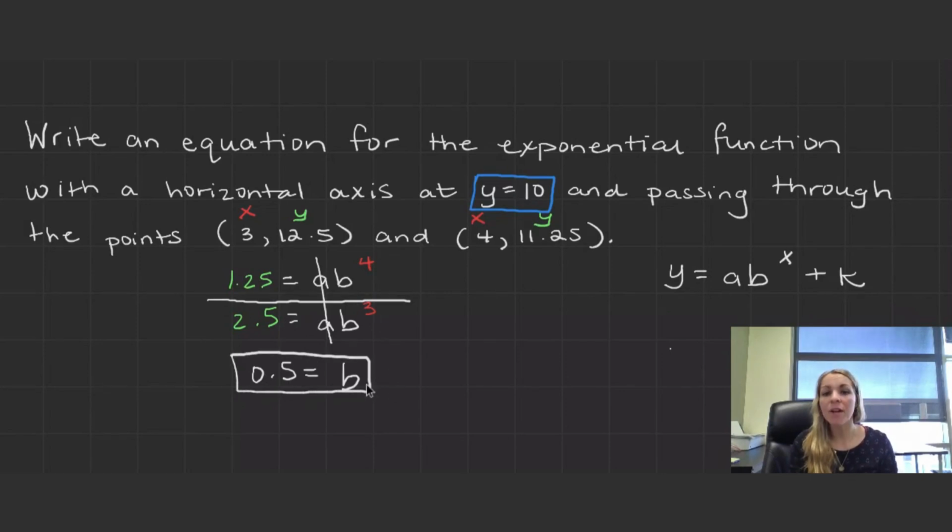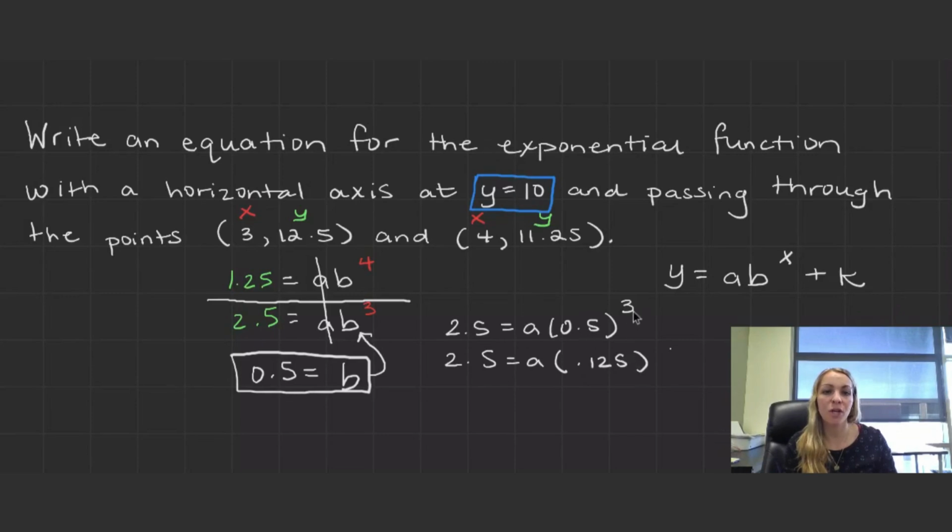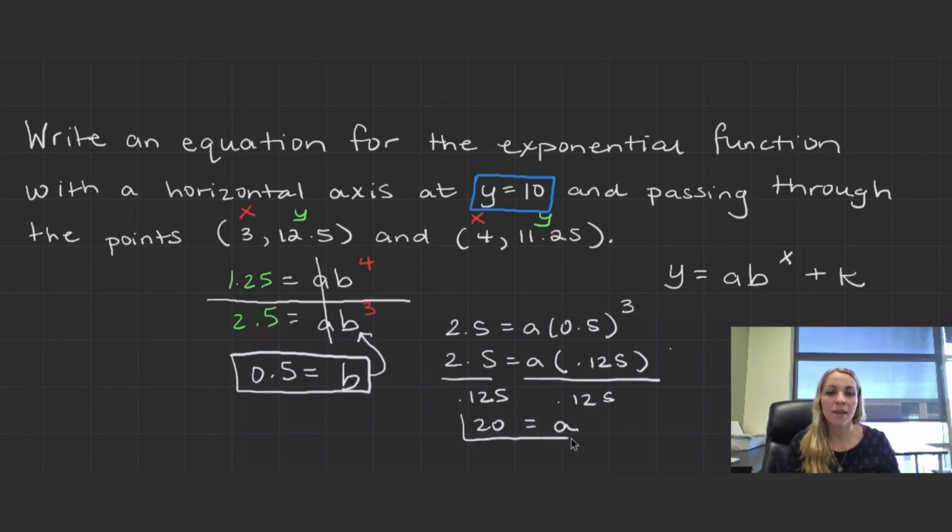To get the a parameter, I'm going to plug b into either one of these equations to solve for that. So I'm going to plug it into the second one. So I have 2.5 equals a times 0.5 to the third power. And I'm just going to do some simplification. 2.5 equals a times 0.125, because that's 0.5 cubed. And then to get the a all by itself, I'm going to divide both sides by 0.125. And so I'm left with a equals, and I divide this out, it's 20.